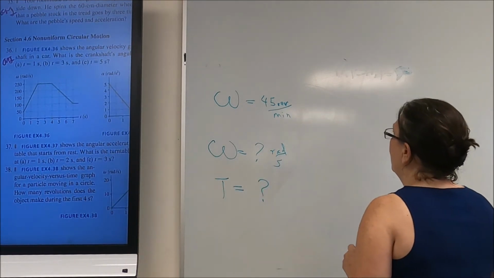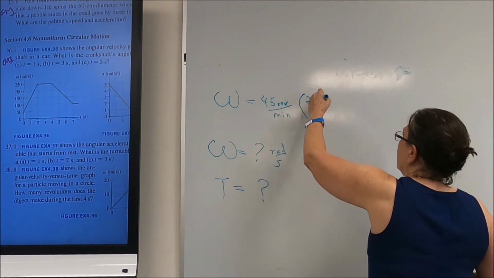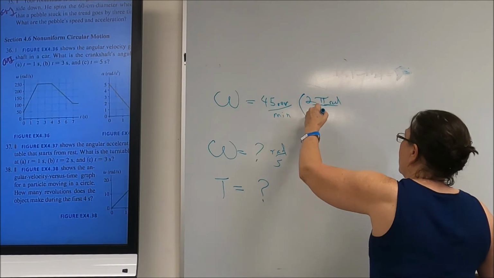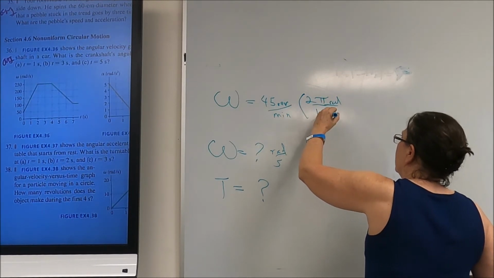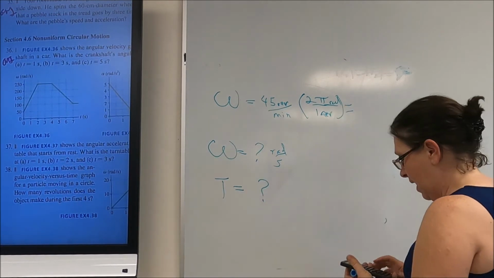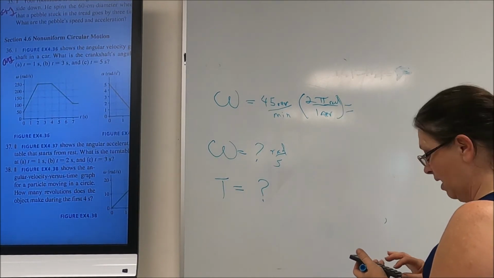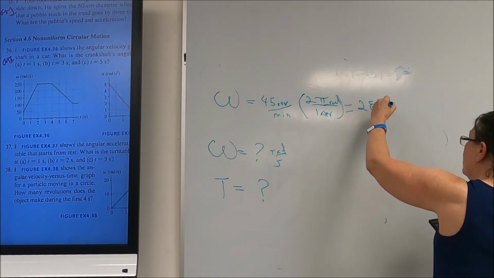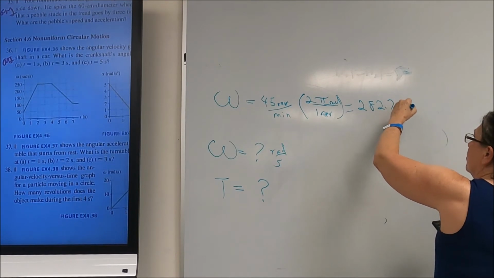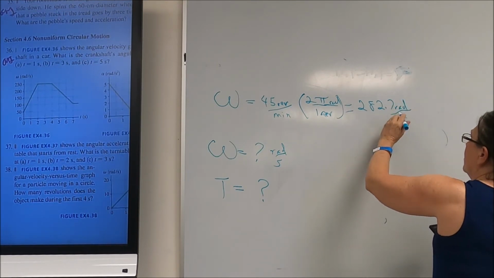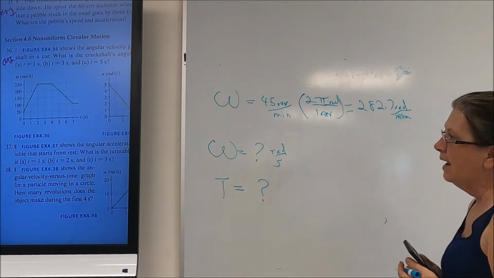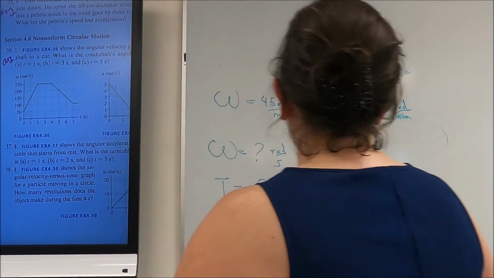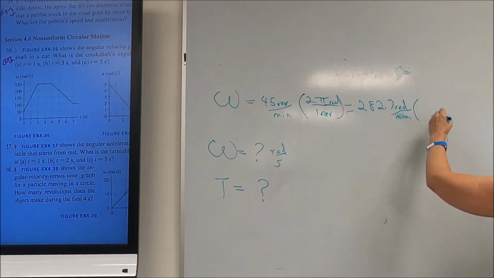Okay, now we know that there are 2 pi radians for every 1 revolution. Okay, so if I take 45 times 2 times pi, that's 282.7 radians per minute. Okay, and did it want it in radians per minute or radians per second? Okay, I'm in radians per minute. I need radians per second.